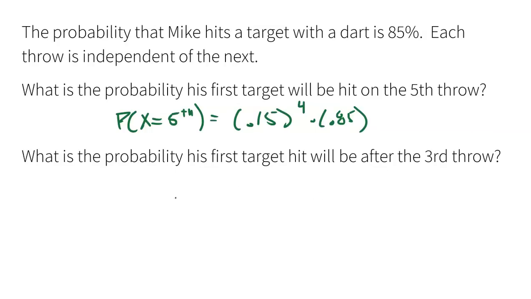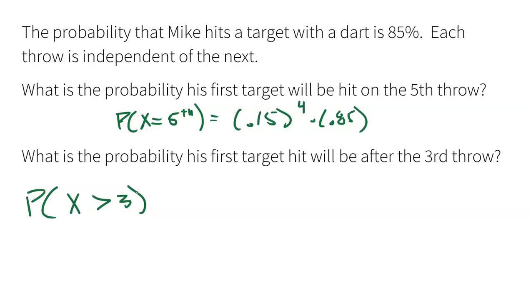Next question, though, is a little bit trickier. What is the probability his first target hit will be after the 3rd throw? There are a couple different ways we can figure this out, but we're looking for the first success to be after the 3rd throw. That means the 4th, the 5th, the 6th, the 7th, the 8th, the 9th, the 10th, which is actually going to go on forever, so I don't want to go that route.